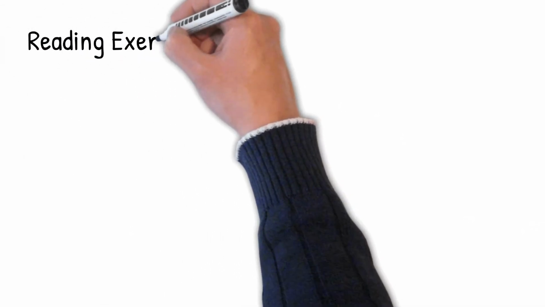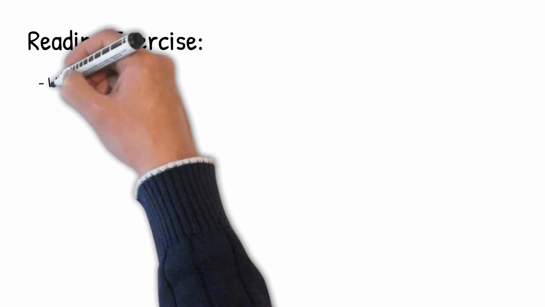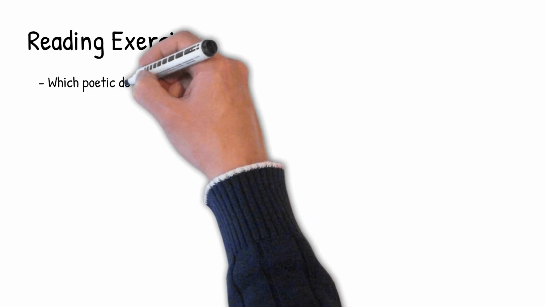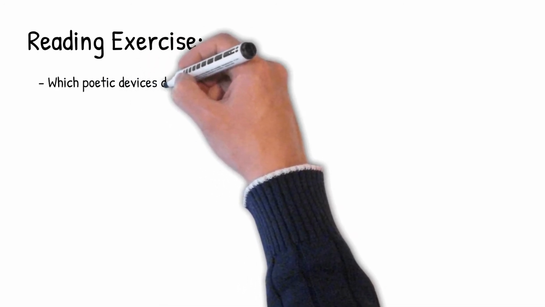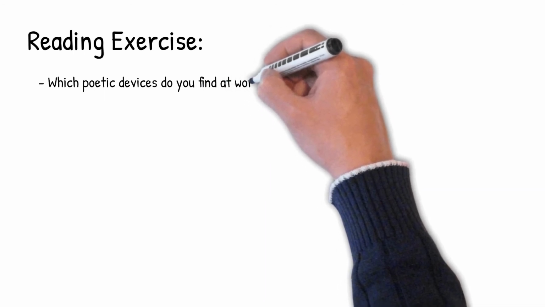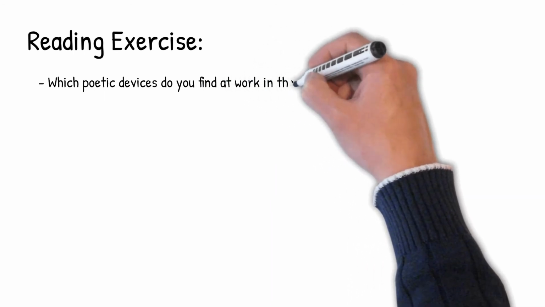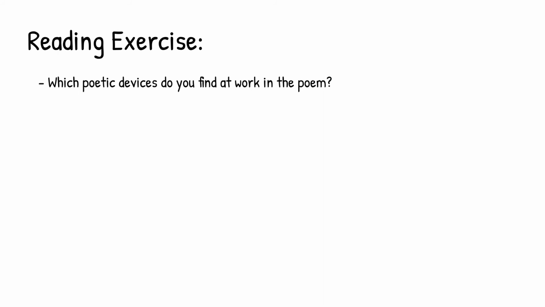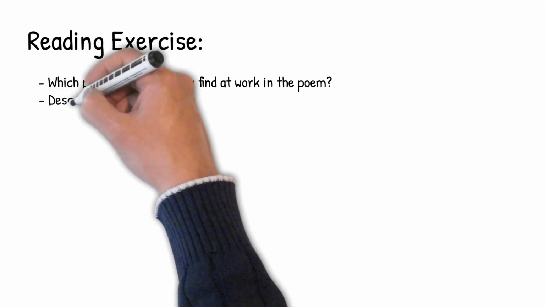Now, on your own, I want you to think about the following questions as they relate to this poem. 1. Which poetic devices do you see at work in this poem? Do you see alliteration anywhere? Do you see rhyme, imagery, metaphor? What about rhythm? Is there a rhythm at certain points in the poem? And how is that rhythm created?